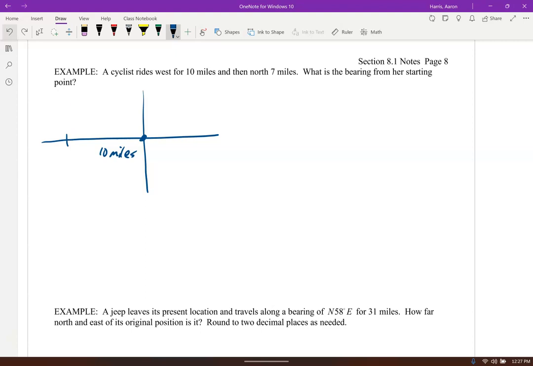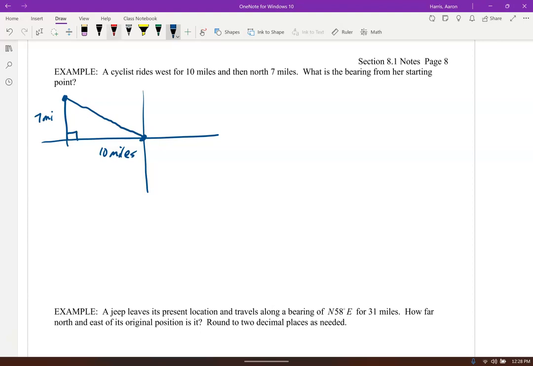Straight north ends up right there, 7 miles. Okay, what is the bearing from the starting point? Let me draw this right back. Let me draw the triangle. So, the bearing back.